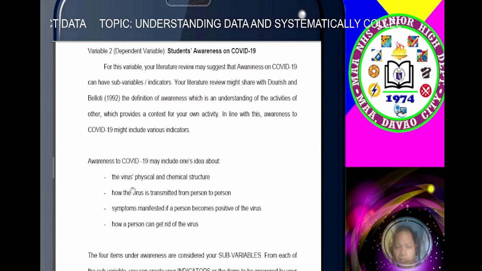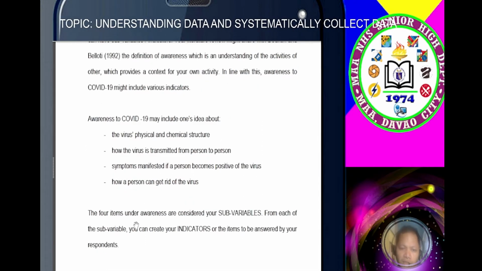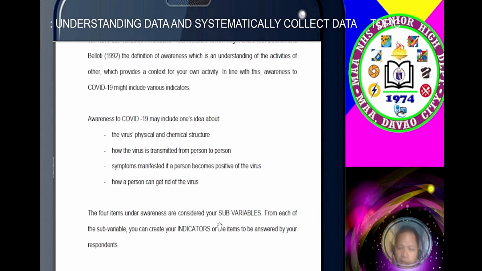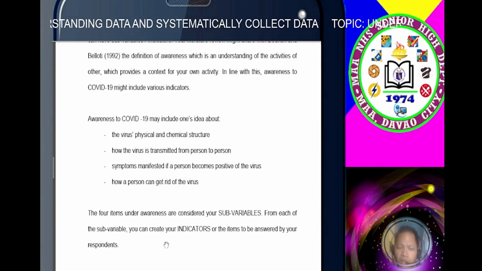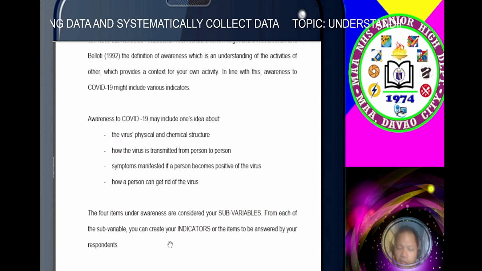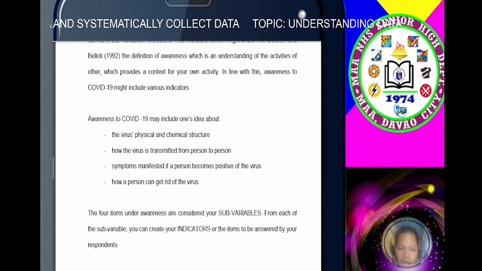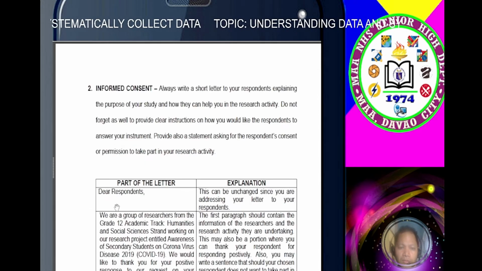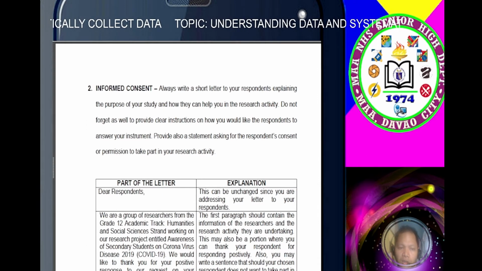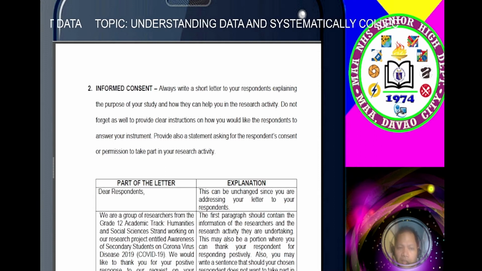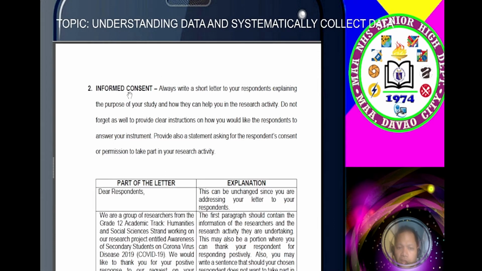So the 4 items under awareness are considered your sub variables. For each sub variable, you can create your indicators or the items to be answered by your respondents. So that is the first part of making your questionnaire: you have the literature review. Then the second part would be the informed consent.